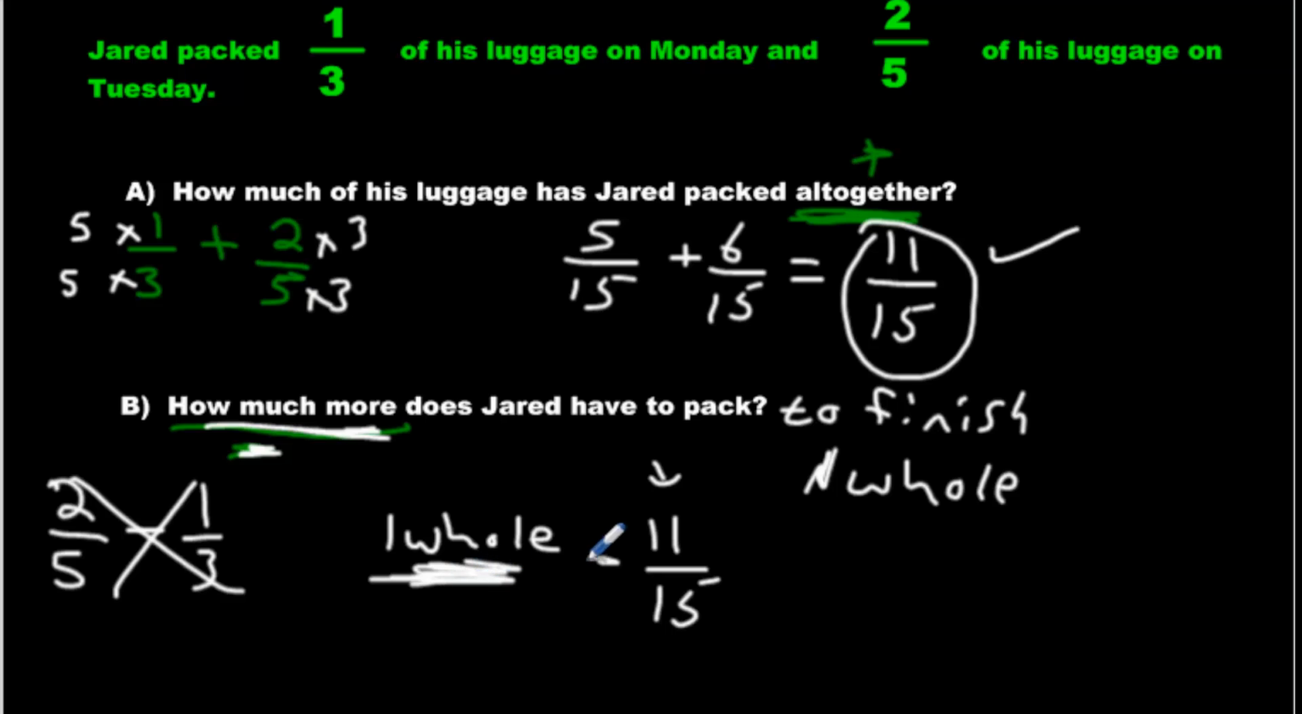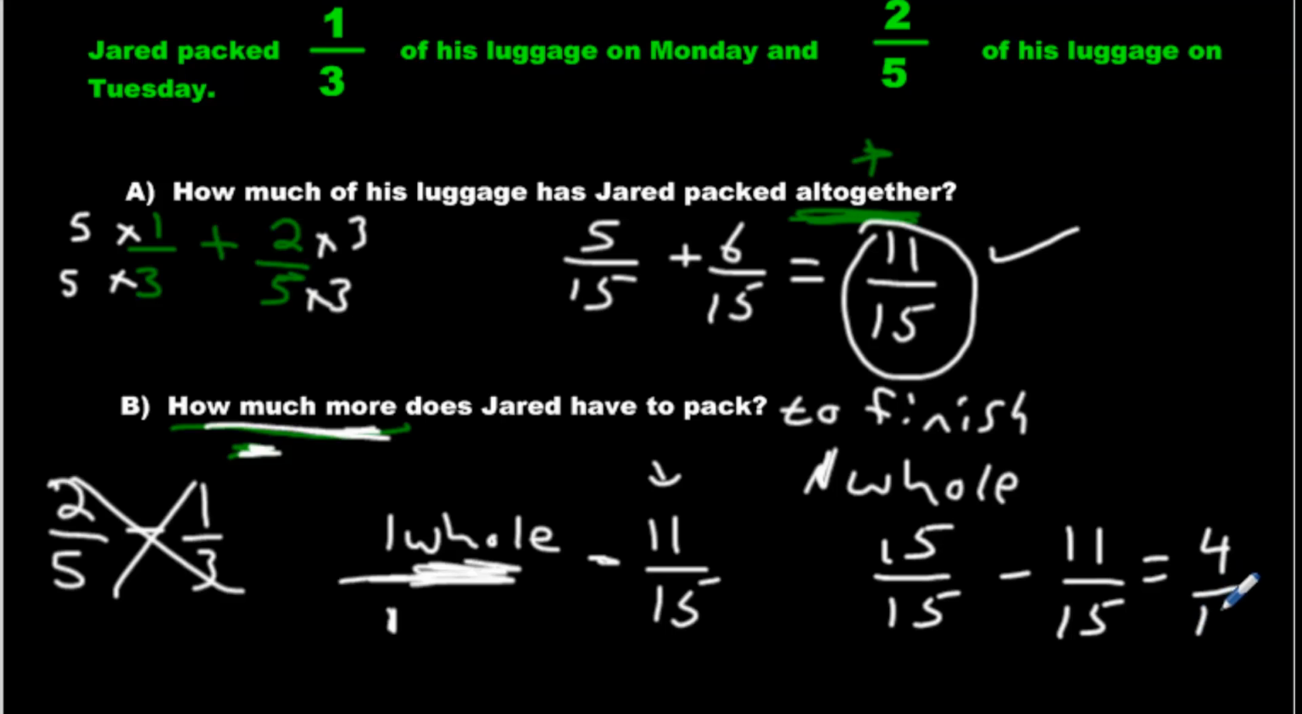Now what do we do? We need common denominators. So a whole isn't good enough. A whole is 1/1, but we can turn that into 15/15. 15/15, that's a whole. He's got 11 out of 15, so he needs 4 out of 15 more to go. When he packs those 4 out of 15, he'll have everything packed up.